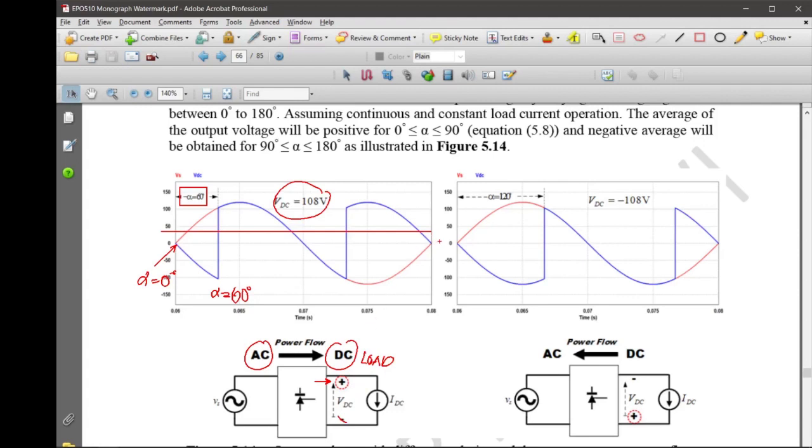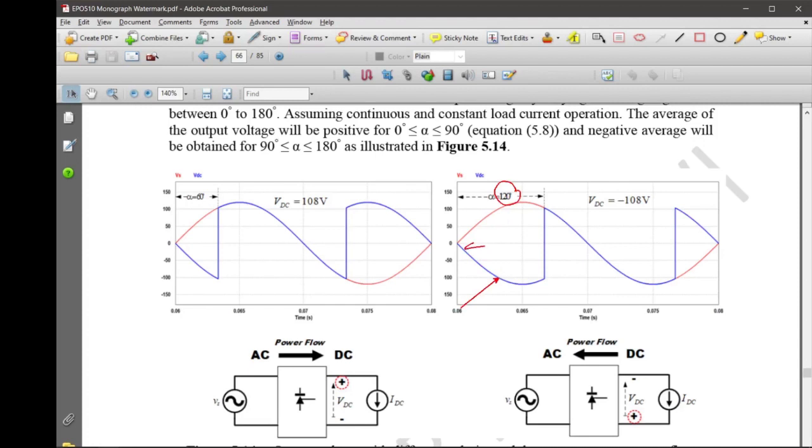However, if you extend alpha to 120 degrees, you see that this blue waveform, which is the output voltage, is more negative now. If you refer to that area, it is more negative than that area, isn't it? And if you measure that, the output voltage becomes minus 108 instead of positive. Now the polarity changes to minus 108. If you refer to this diagram here, you can see that the polarity changes. We still have the same current flow.